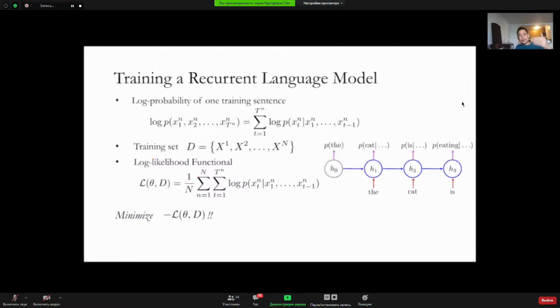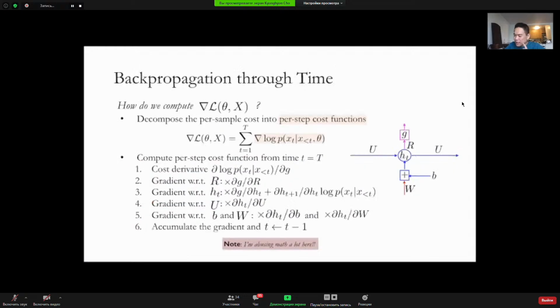So we're going to train it as a text classifier where every word in the sentence works as the target. And then we define the log-likelihood functional as shown here, and simply minimize the negation of this. It's the same as maximizing the original log-likelihood, but somehow the optimization people always love to minimize rather than maximize, right?